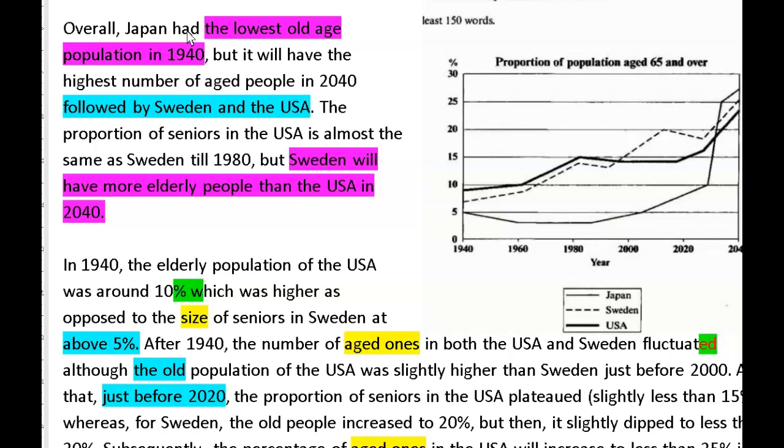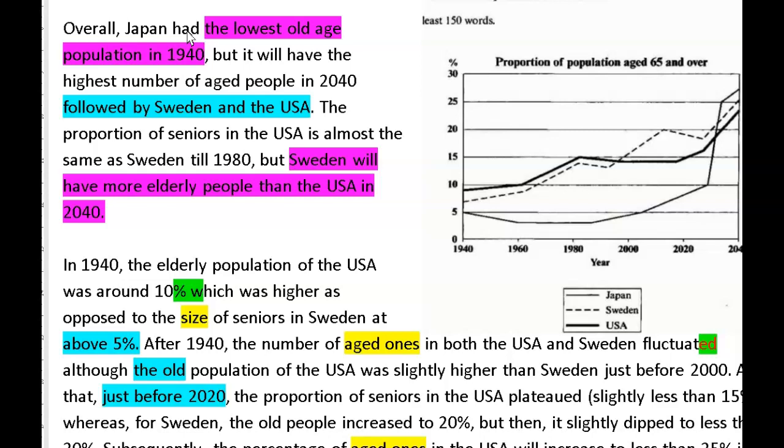Once again, that's not true. USA population 300 million. 25% of 300 million is 75 million. So Sweden will not have more elderly people. So that's inaccurate reporting of the data, and it's not good. I mean, it is the trend that you want to highlight.